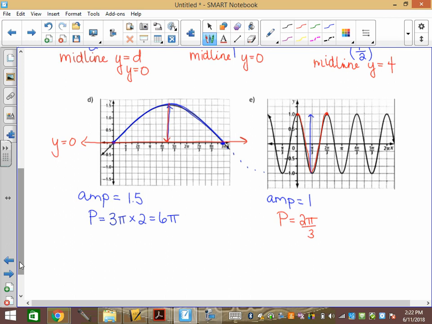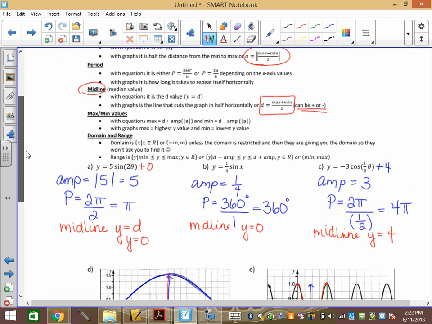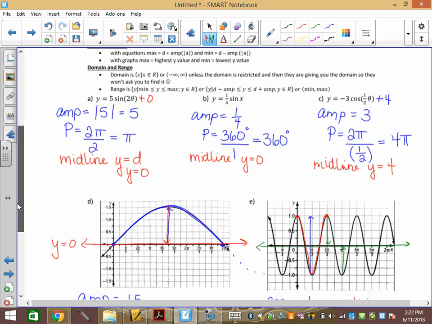And then this one, the midline would be y equals, what's the line that cuts this one in half? Down 1, up 1, 0. Is it always 0? No. The whole graph could be shifted down, right? So it's y equals 0 in this case. What else do I want? I want max and min values.